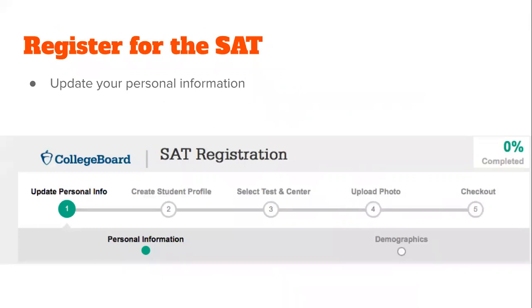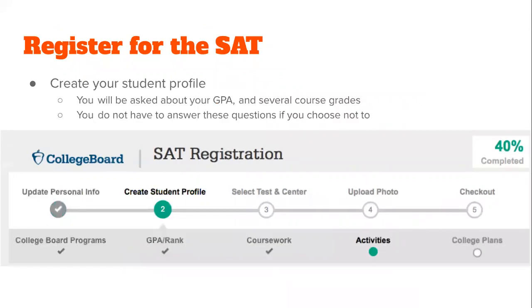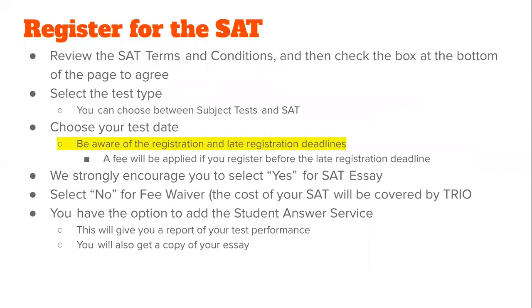Next, you will be asked to update your personal information. Then, you will create your student profile. You will be asked about your GPA and several course grades. You do not have to answer these questions if you choose not to. Review the SAT terms and conditions and then check the box at the bottom of the page to agree.